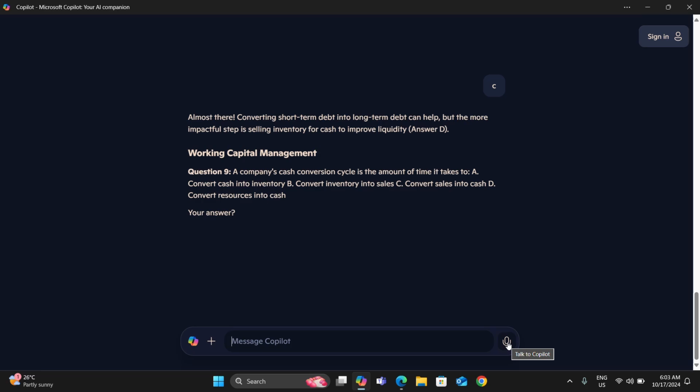Yeah, it could pass on that. The operating cycle convert sales into cash. Yeah, but we're talking about cash conversion cycle. So cash into inventory, that's inventory days. Convert inventory into sales. No. Convert resources into cash. It's really challenging. So we have to take note of this.